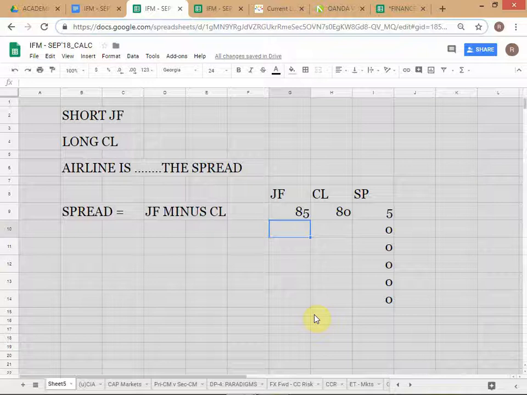Now the spread is like a market, just like dollar yen is a market, or Microsoft common stock is a market. The spread becomes like a market. So with respect to the spread, we have to make a statement whether this airline is short or long. What do you think, guys? Is it short or long the spread?